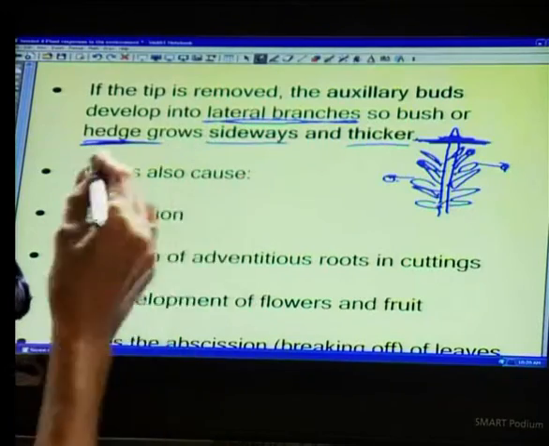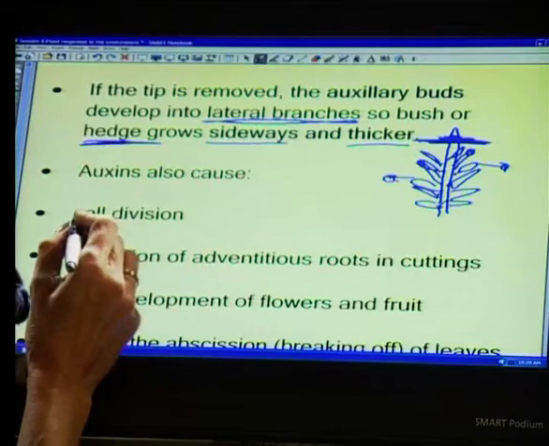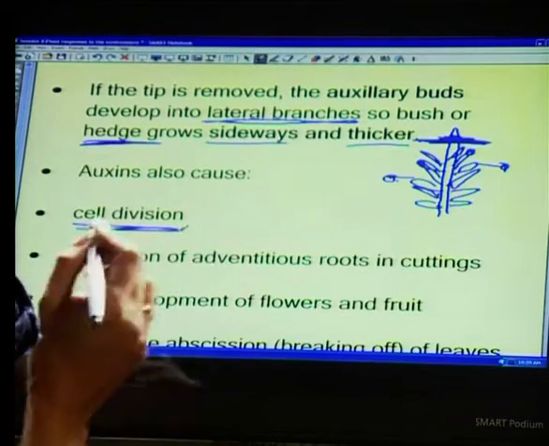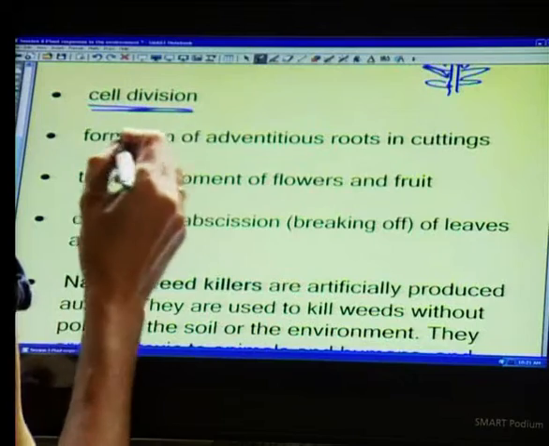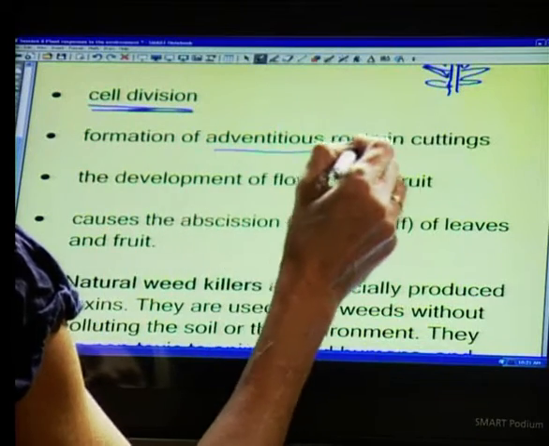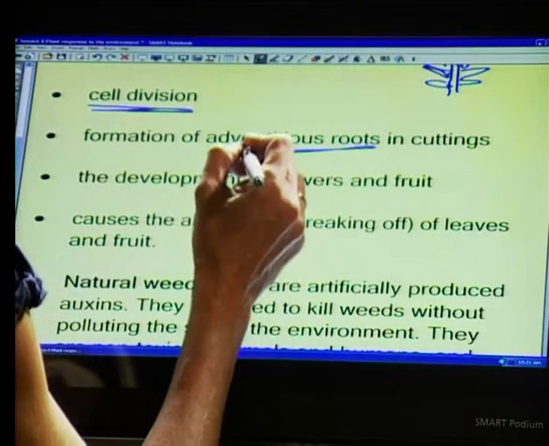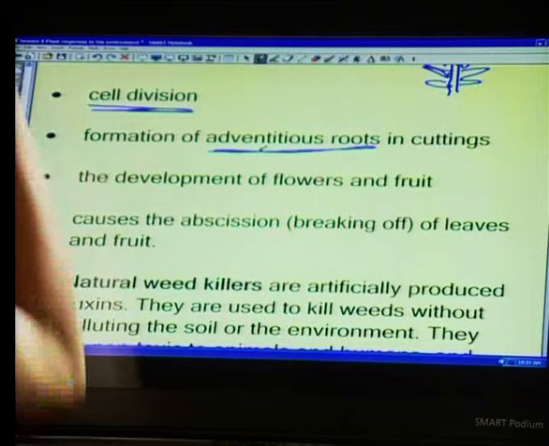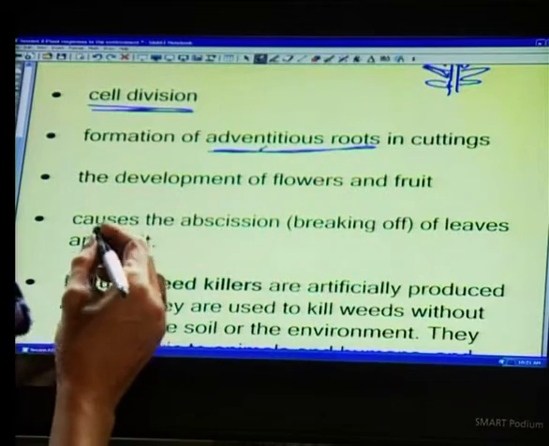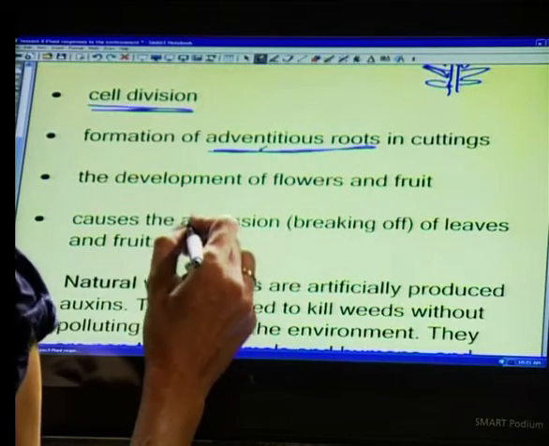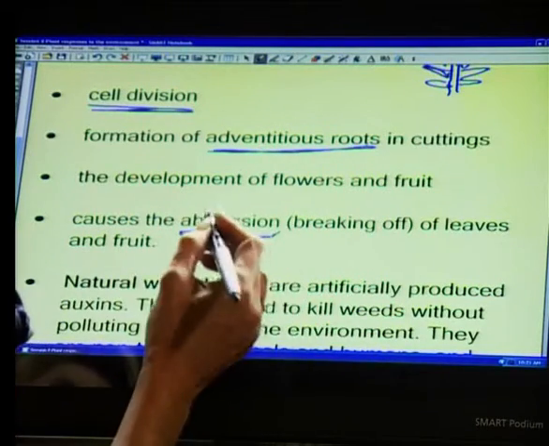Now, what do auxins cause? They cause cell division, because we've clearly established that. They cause the formation of adventitious roots in cuttings. So when we have a cutting and we stick it in a glass of water and the little roots start to grow, those are the adventitious roots that grow. The development of flowers and fruit, and also it causes abscission. Now listen to the word abscission.